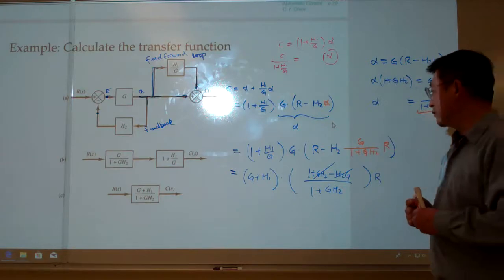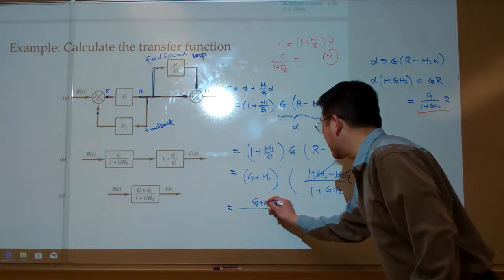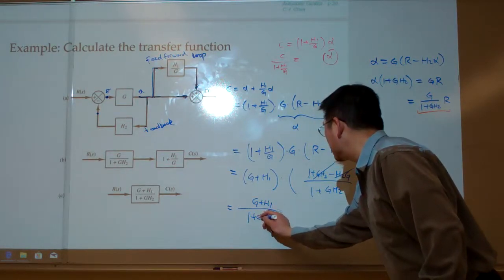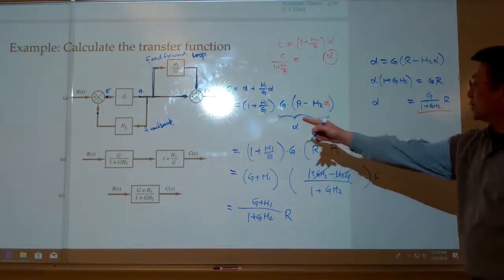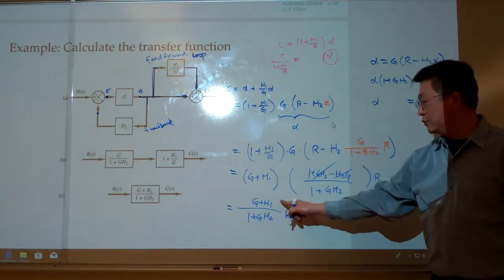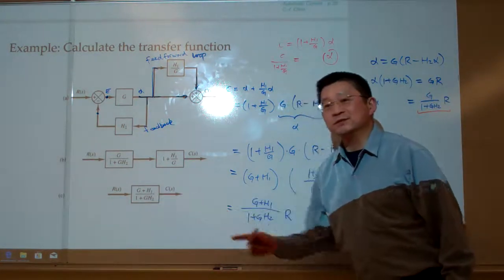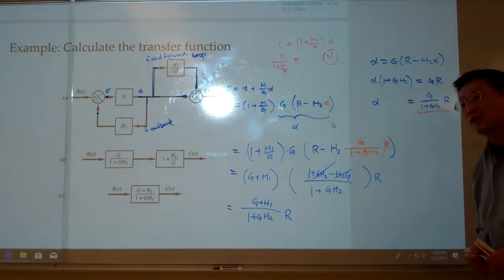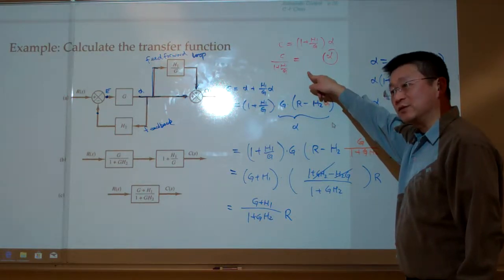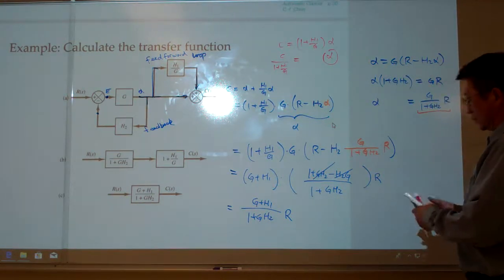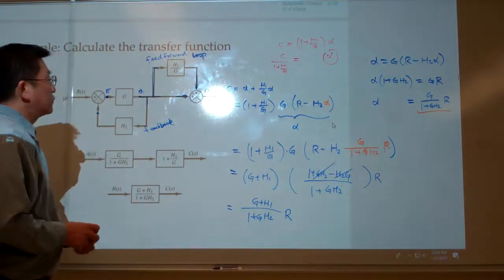Therefore from here we continue, right? So that is G plus H1, over 1 plus G H1, times R. So you can see the output to input equals these simplified expressions, and that one equals this. And we might try these suggestions to see what happens. For this one, let me rewrite the other one.